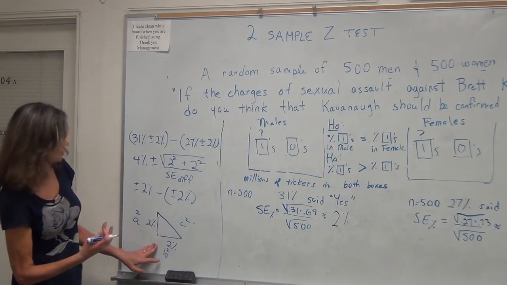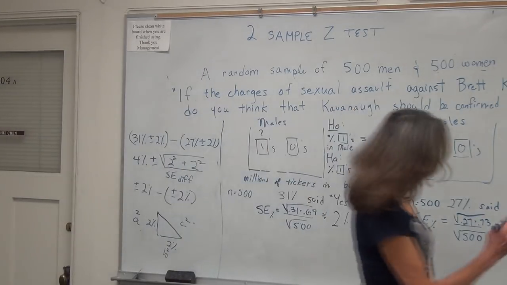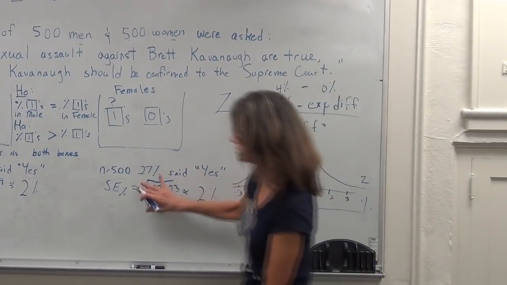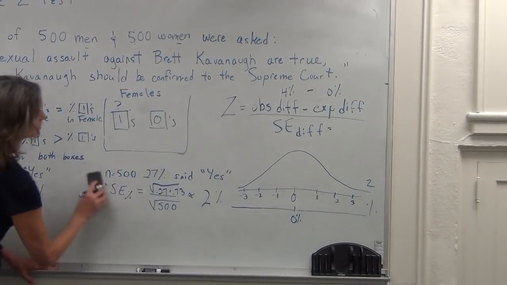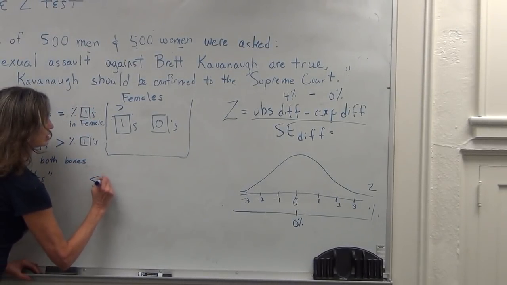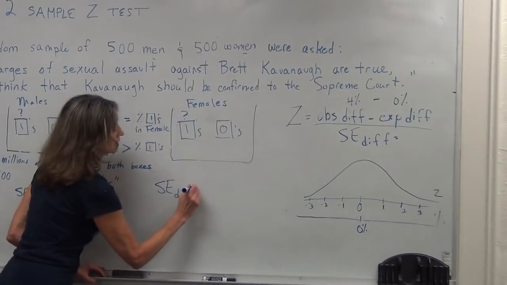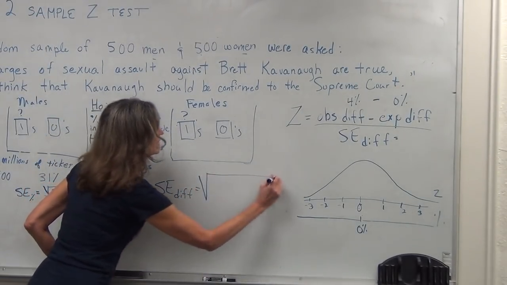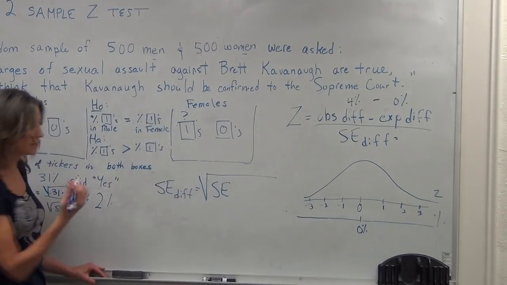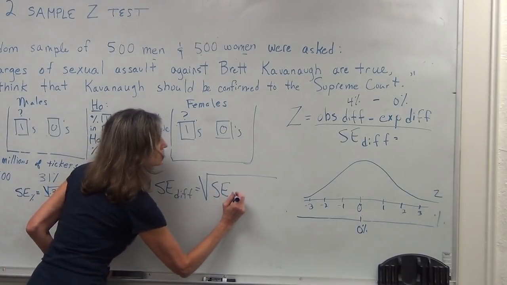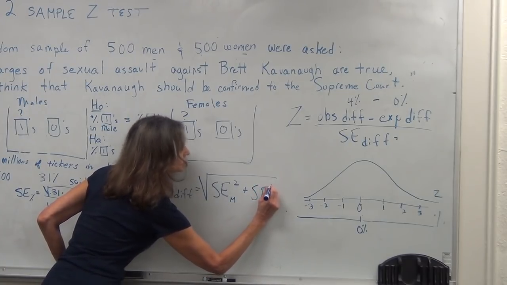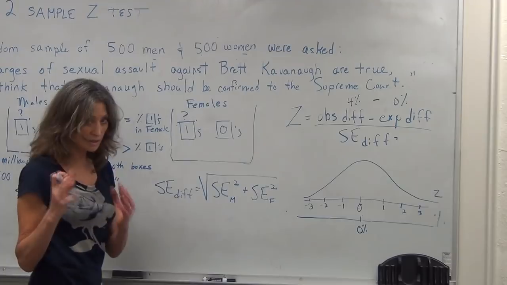All right? And so our standard error for the difference, back here, we need some more space. I'm going to erase this right here and say the standard error for the difference is equal to, like the Pythagorean theorem, the standard error from one of the samples, I'll call it the male sample, squared, plus the standard error from the female sample, squared. And that's true as long as the samples are independent.